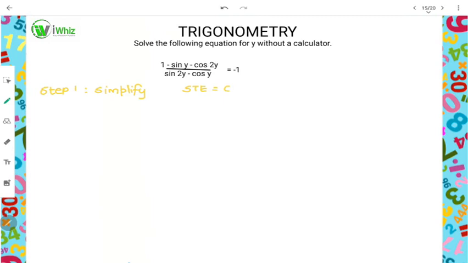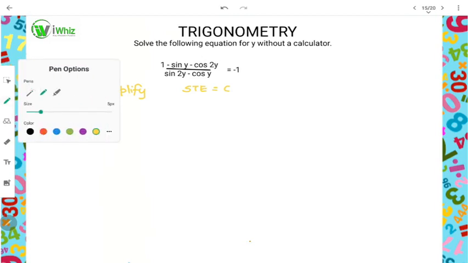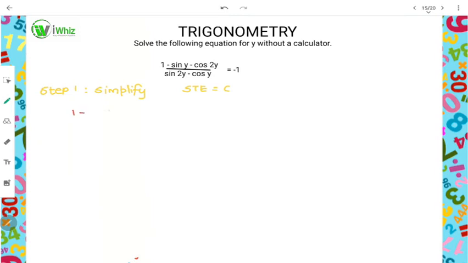So let's begin. Using the double angle formula for cos 2y, I'm replacing the cos 2y. In your double angle formula it will say cos 2 theta. I want to replace that and then I want to look at saying 1 minus sin y, and then by replacing cos 2y I get minus 1 minus 2 sin squared y, and that's going to be equal to minus 1.